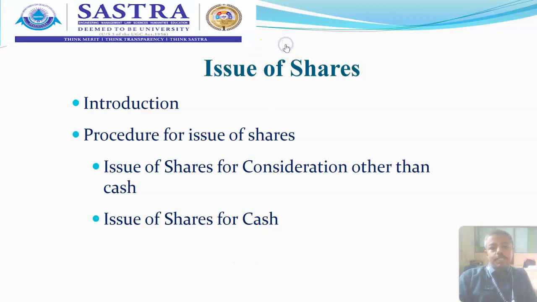Second, the issue of shares for cash. In general, shares are issued for cash. The company may call the share money either in one installment or in two or more installments. But the company always collects this money through its banker. And so we say in cash we can debit or credit the bank account.